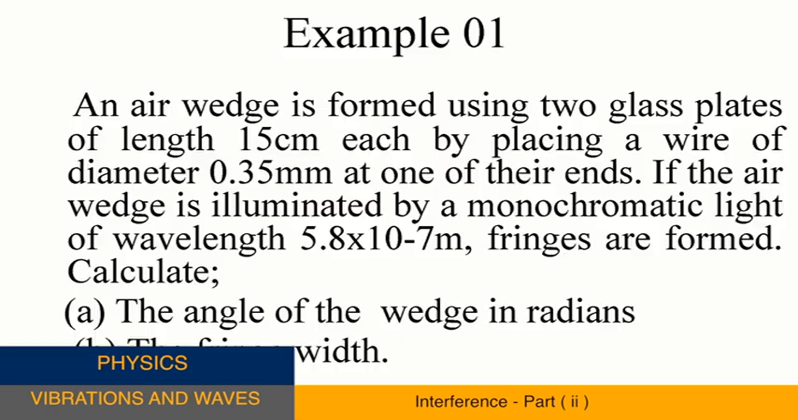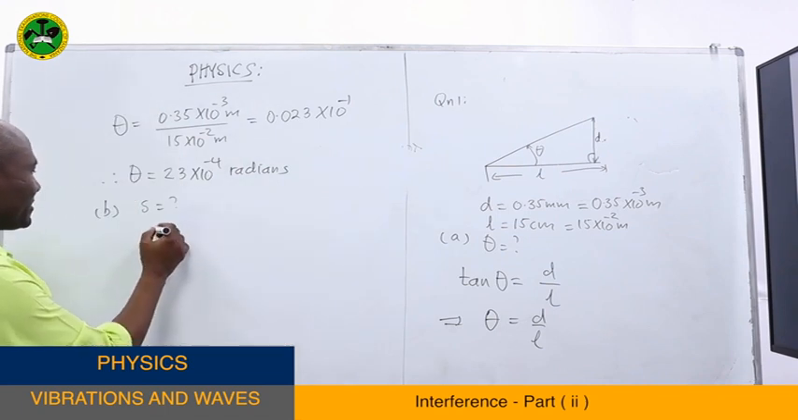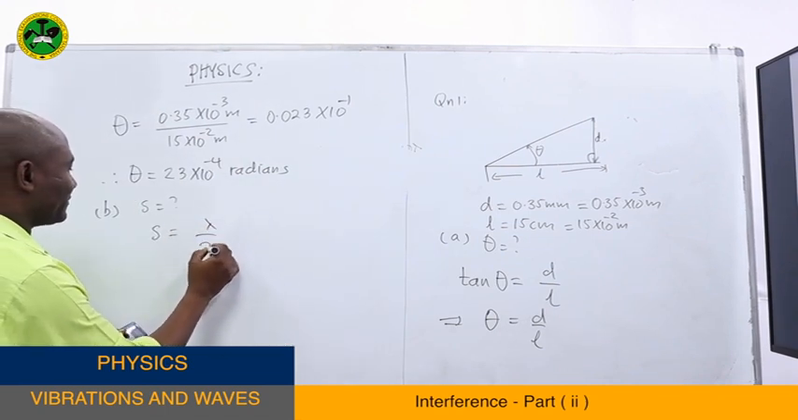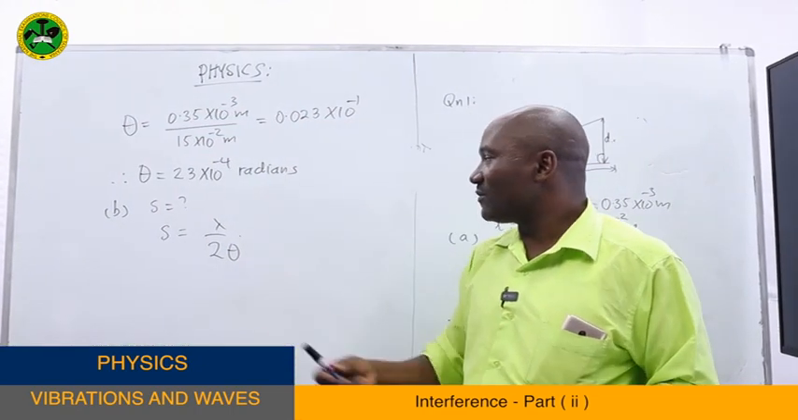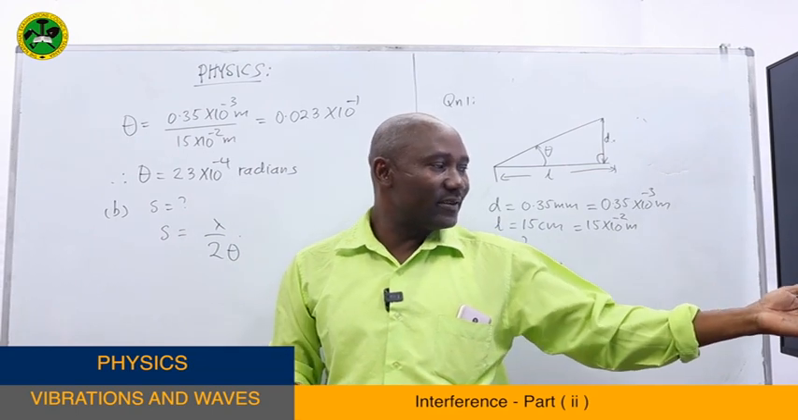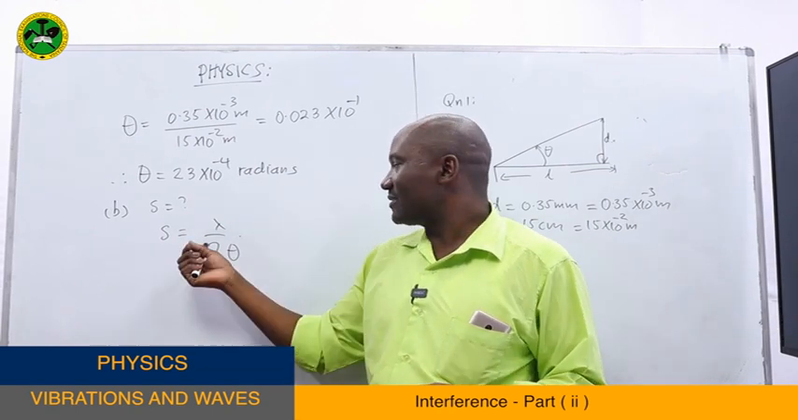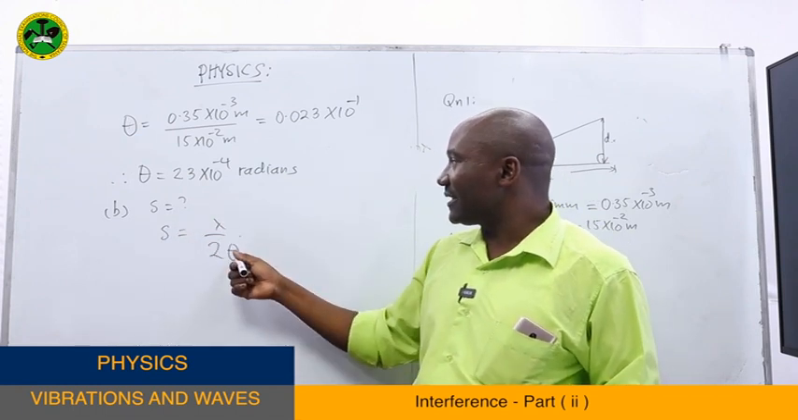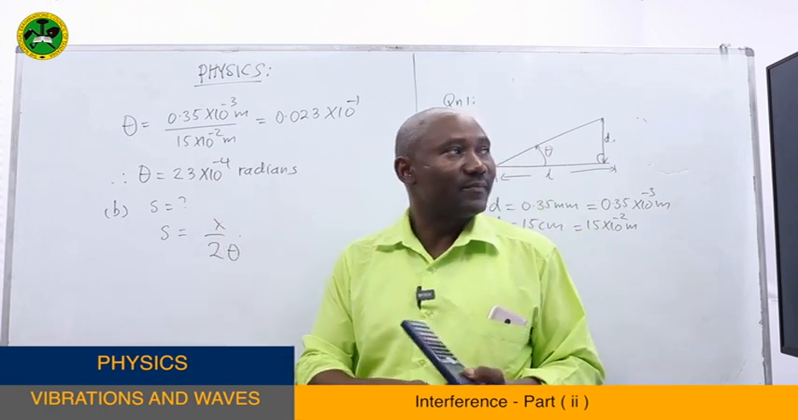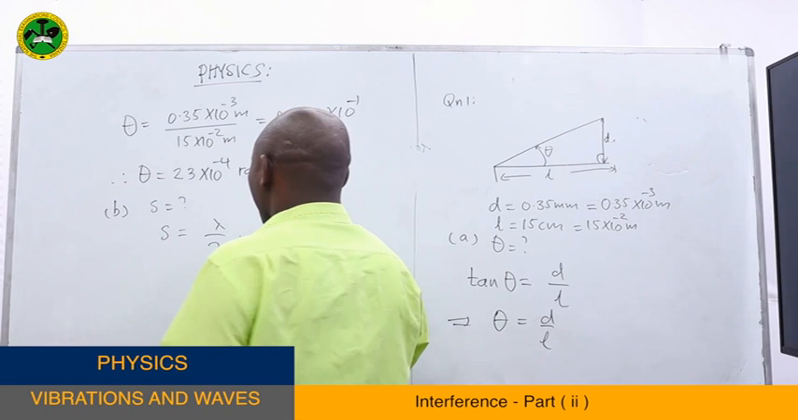Part B, find the fringe width, the fringe separation. In part B, we are looking for Y or S. What is S? The formula is lambda over 2 theta. It is very important that you know the formula. No need of deriving, because when the question is asking to find the fringe width, you're supposed to recall the formula and plug in the values given here. So you know the angle now, and the wavelength is given.